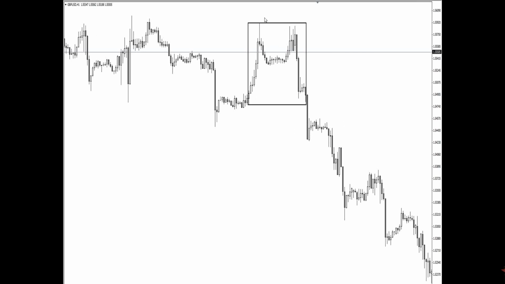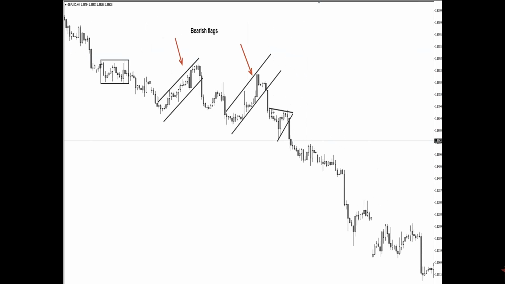I'm not so fond of rectangles because rectangles usually have a high range, so I'm not fond. Also, we can see in this example a rectangle, a bearish flag, and a triangle. You can see that bearish flags are retracements in a trend. So flags represent retracement in a trend. What does RSI say?